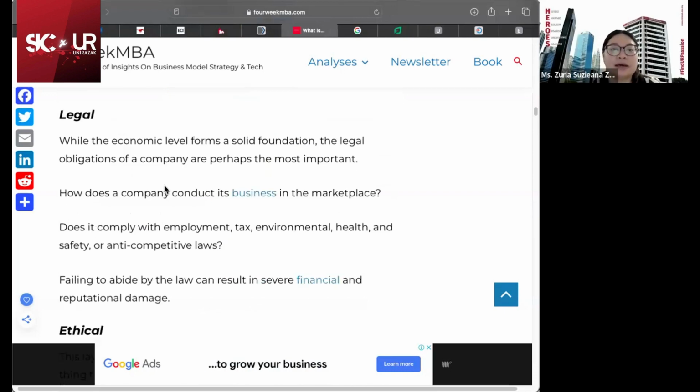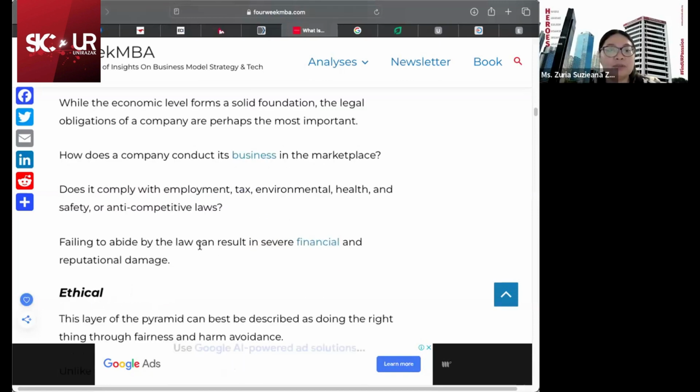So this obligation is perhaps the most important, because we have to make sure that our business is conducted legally. We don't want any lawsuit coming in. We don't want to have, apa orang panggil tu, a lot of problems in the future. So does it comply with employment tax? Is there any environmental regulation that we have to know about, okay, health, organizational health and safety. Lepas tu anti-competitive law ataupun antitrust law. Okay. Failing to abide by the law can result in severe financial and reputational damage.